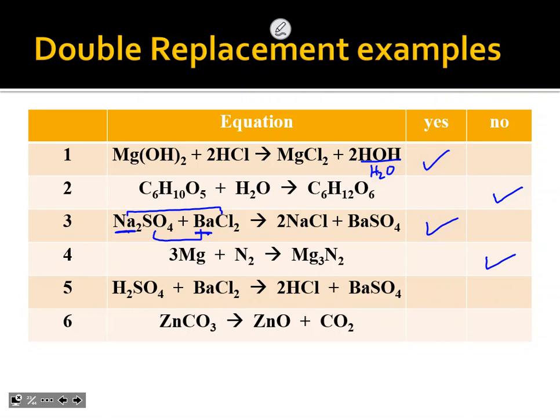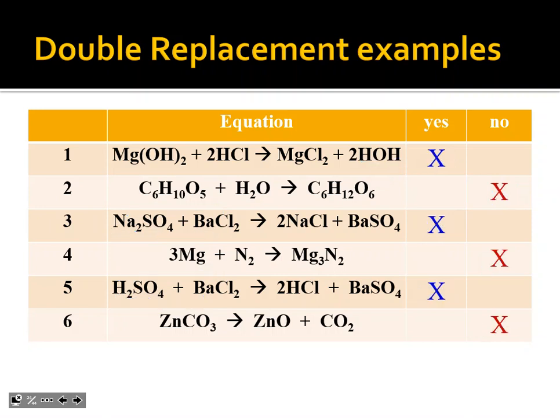Yes, good. Number 5 is a yes. This is sulfuric acid. So the H goes with the chlorine, the barium goes with the sulfate. They both switch, sort of like the FOIL thing in math. And last but not least, number 6 up there. What is that? That is decomp. So that's going to put it in the no for double replacement. Definitely not double replacement. We're almost done here, and then we're going to take a short break before we start balancing.